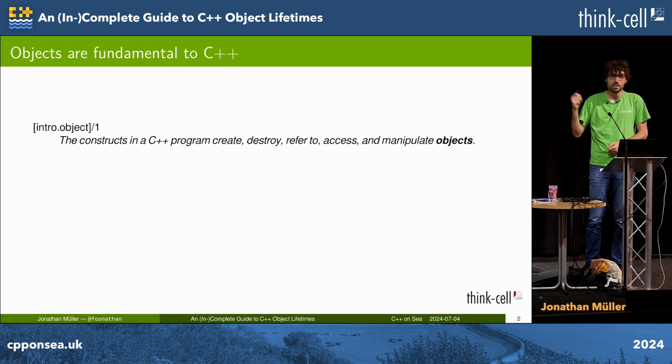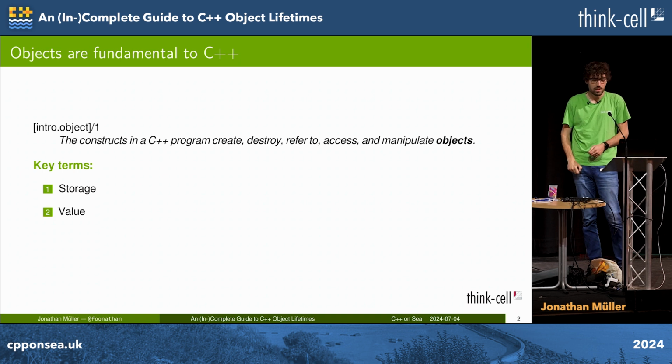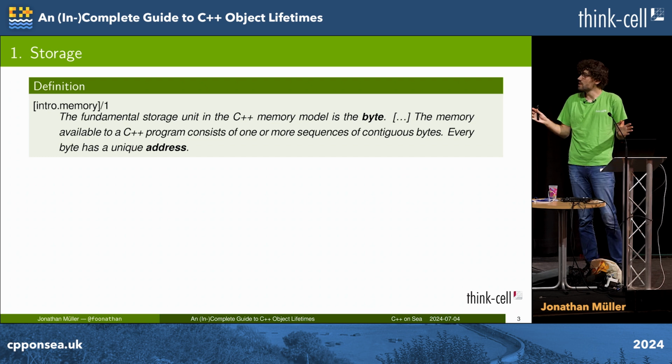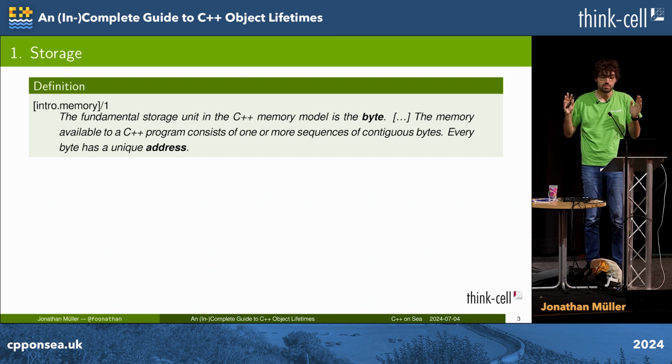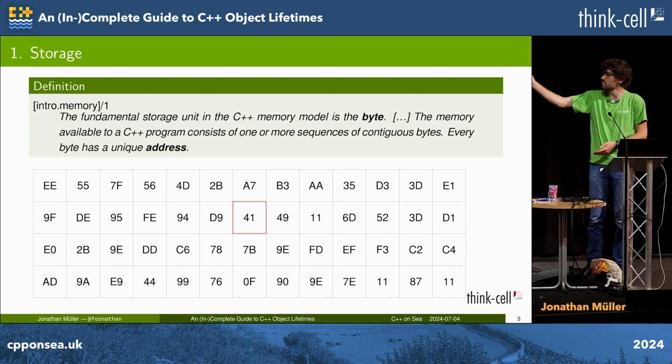And to understand objects, we need to understand three things. The first is storage. Then we have value, and then we have type. So let's begin with storage. Essentially, in a C++ program, we have a bunch of bytes. And those bytes together form the storage of the program. And every byte has a unique address. So here we've got a bunch of bytes that make up our program memory. And I've highlighted one. It currently contains the bit value 0x41.